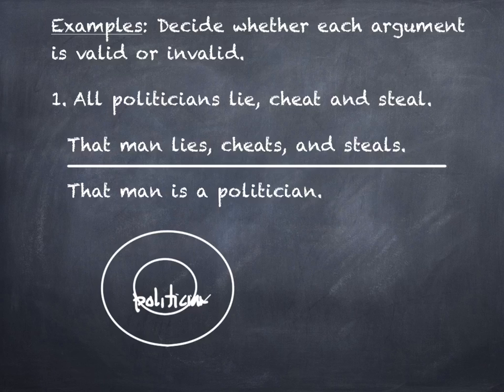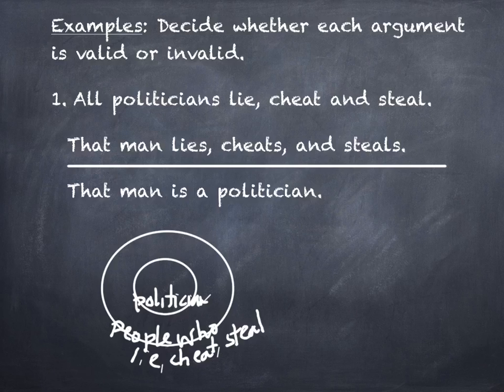So what does that make the outside circle? Yeah, these are people who do that, right? People who lie, cheat, and steal. How appropriate is this that we're in an election year and we're doing this example? All right, very appropriate. Okay, so that is my first statement. This is the diagram that first statement reads.